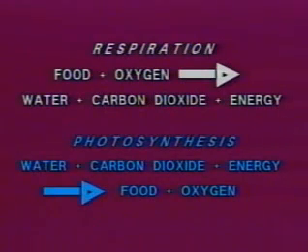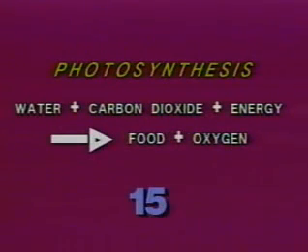Notice that this is basically the opposite of photosynthesis. During photosynthesis, green plants combine water and carbon dioxide and the energy of the sun and produce food and oxygen. Write down the equation for photosynthesis under part B of number 15 on your activity sheet. Water plus carbon dioxide plus energy produce food and oxygen.